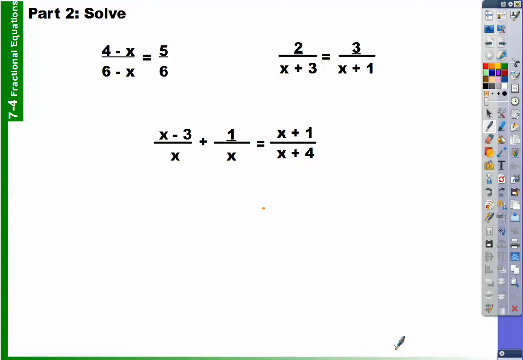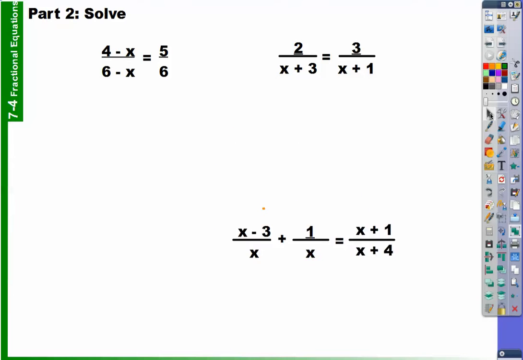All right, so we're going to do these 3 problems, and all of them are a little bit different than our part 1, and you should have a decent idea of how to go about these from here on in. All right, so let's take a look at this first one. We have 4 minus x divided by 6 minus x, and that is going to equal 5 over 6.